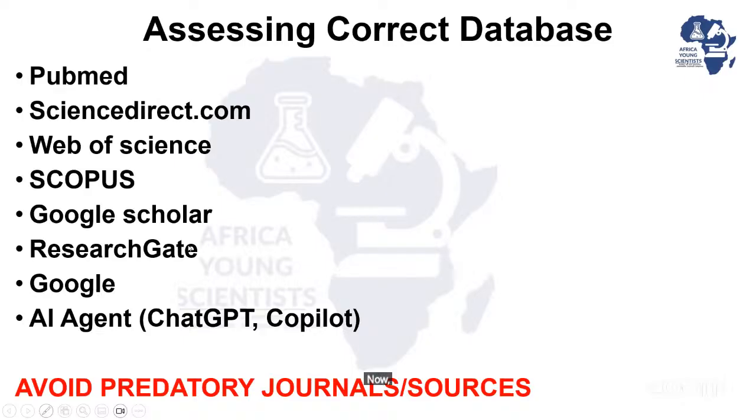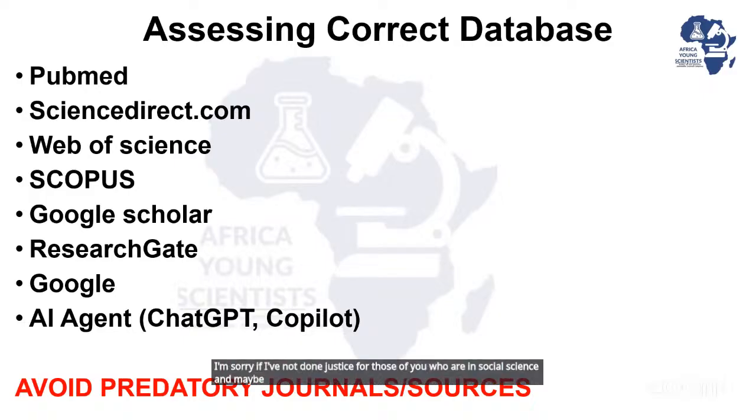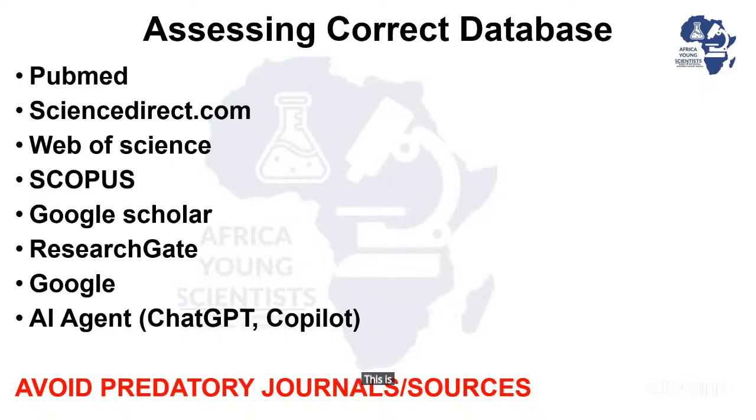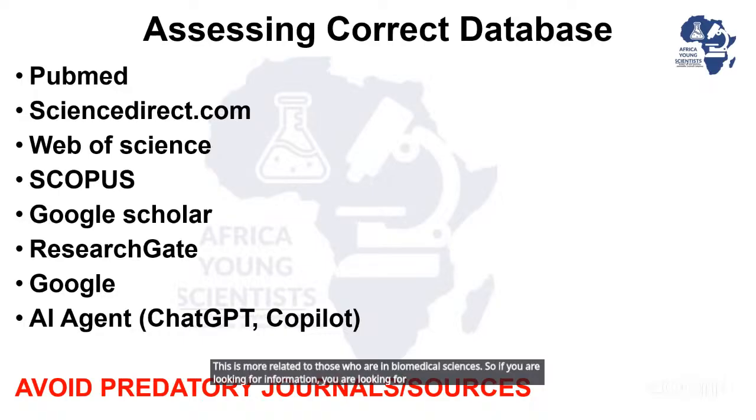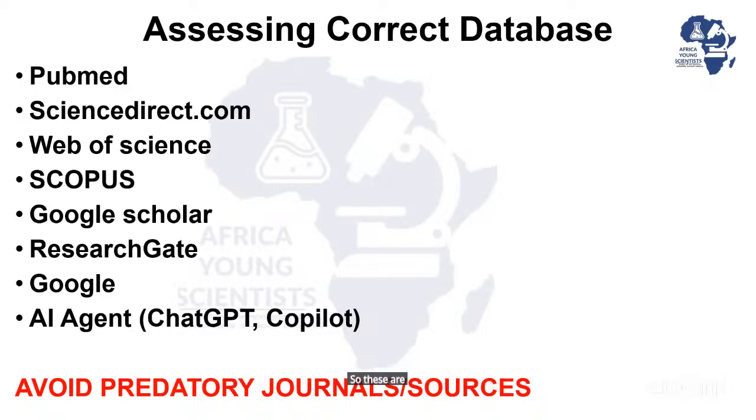Now, I'm sorry if I've not done justice to those in the social sciences and maybe engineering in this part. This is more related to those in biomedical sciences. So if you are looking for information and articles, these are the different databases that show you research articles that have been done.